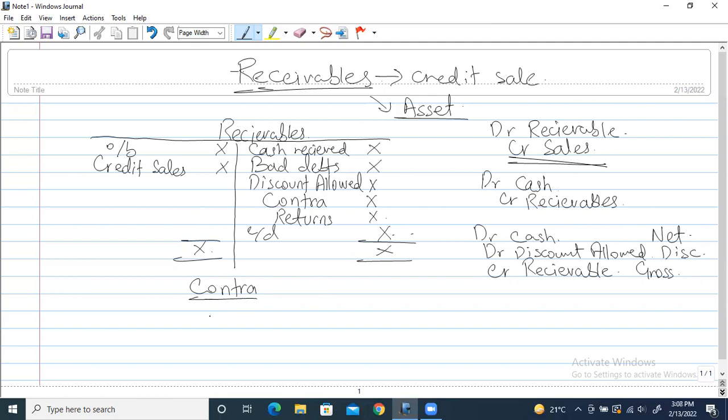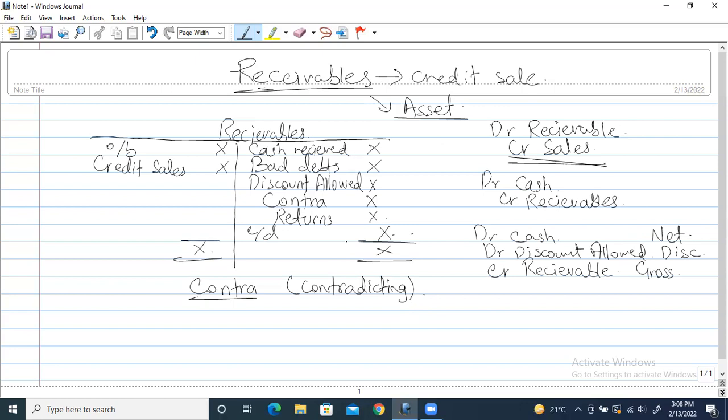Contra, basically this word came from the word contradicting. So let me write the full word over here. Contradicting entry basically means anything which is offsetting the other. It's a very easy explanation. Contra basically means when your receivable is also your payable, or you can turn it the other way around, when your payable is your receivable as well.